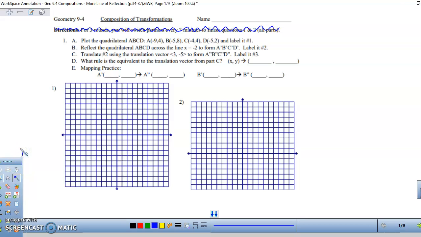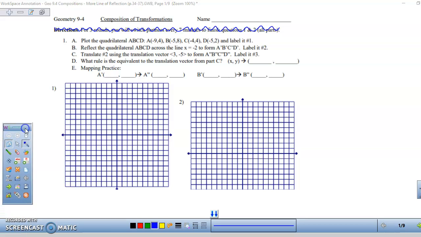So first thing you're going to do is plot the 4 points, A, B, C, and D. So please pause and do that. Be careful. Welcome back. So you're going to do A at -9, 4. I believe these grids are 10 by 10. 1, 2, 3, 4, 7, 8, 9. Yeah, they're 10 by 10. So -9, 1, 2, 3, 4 is A.